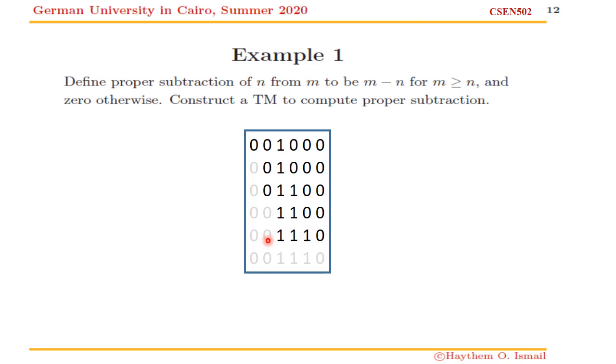Go back until you find the blank, then move to the right, but this is not a 0. So you're done with all the zeros that represent M. Whether there are remaining zeros or not, that means that you were done with M before N. So the result should be 0 in that case. So basically you replace any symbol on the tape with a blank and you leave the empty string, which is the unary representation of 0.